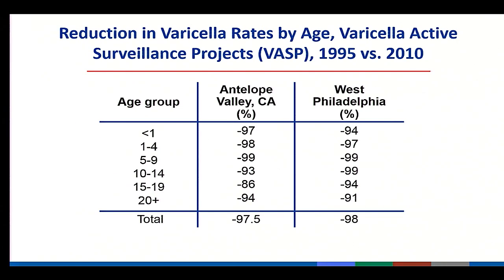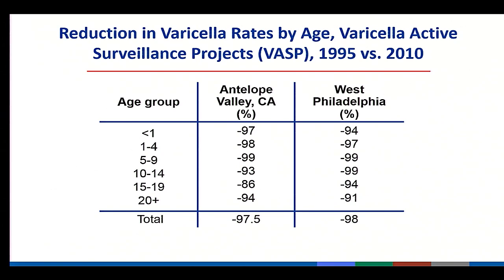In 1995, CDC established varicella active surveillance projects to more carefully monitor the impacts of the varicella vaccine program. This table shows the aggregated data for 2 sites stratified by age group. 98% declines in varicella incidence were reported by both sites. Indeed, circulation was already down by about 90% at the beginning of last decade.